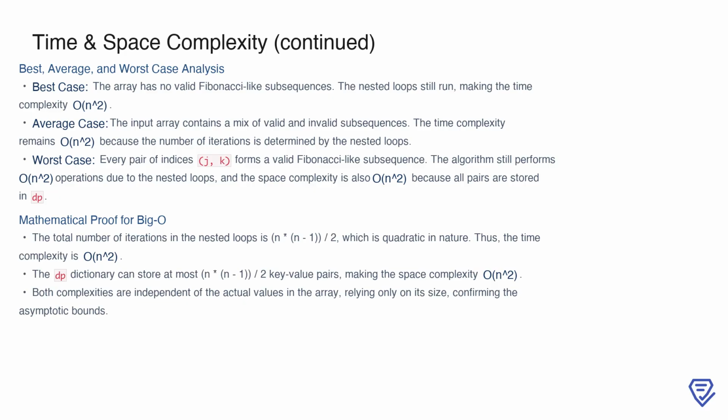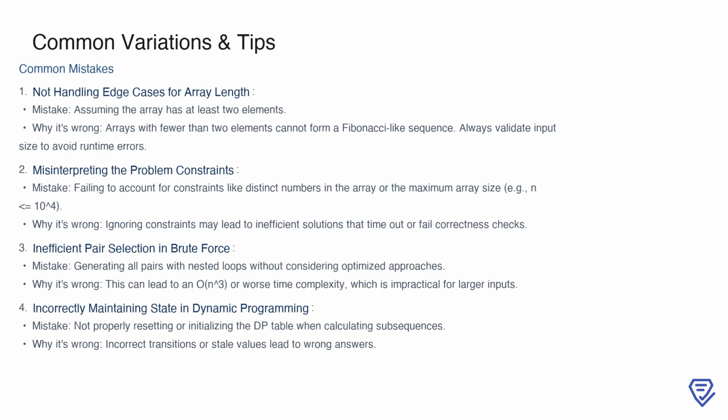To mathematically confirm our big O bounds, the nested loops iterate n times (n-1)/2 times, which is quadratic. Similarly, the dp dictionary can store at most this many key value pairs, confirming both time and space complexities as n squared. When tackling this problem, there are several common mistakes to watch out for.